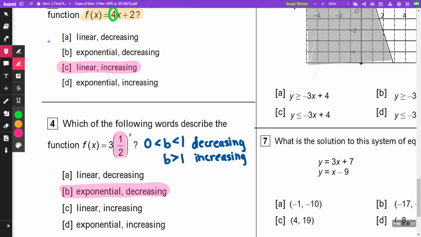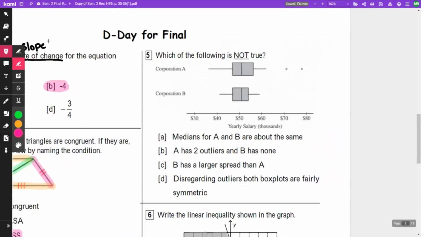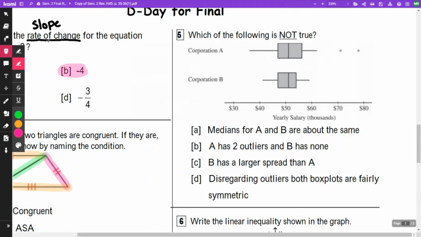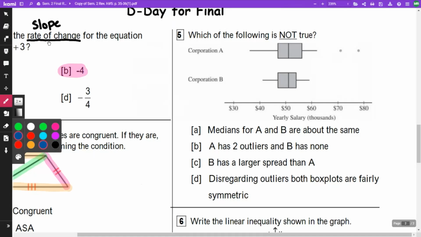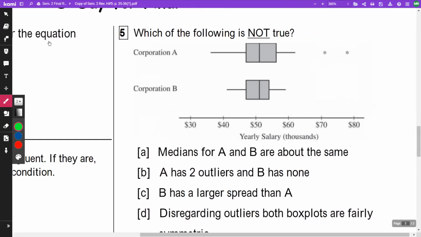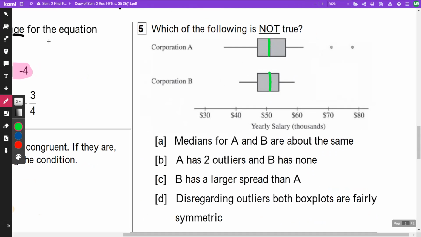Okay, so let's look at number 5. Which of the following is not true? The medians for A and B are about the same. So the medians, when you have this box plot, is right here. That's the median. And you see that they are the same. Okay, so that is true. We want the ones that are not true. A has 2 outliers and B has none. A does have 2 outliers and B doesn't, so that's true.